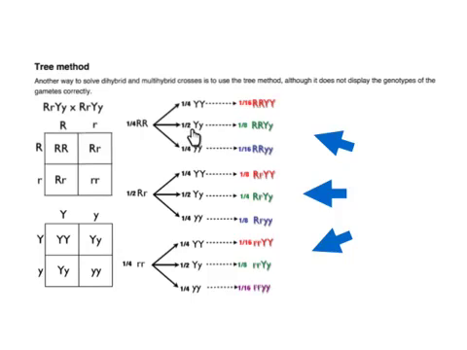You have 1/4 times 1/2 gives you an 1/8. You have 2 capital R's, a capital Y, and a lowercase y, meaning 1/8 of the organisms could be homozygous dominant for round and heterozygous for yellow. And you do that until you have all of your percentages figured out.